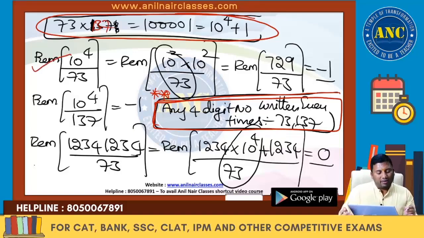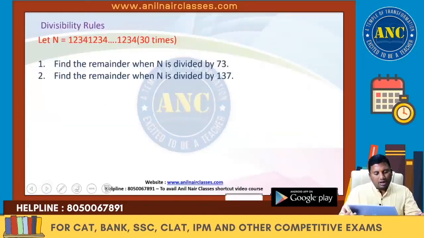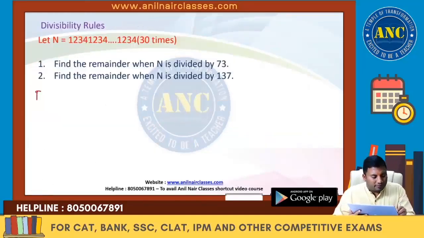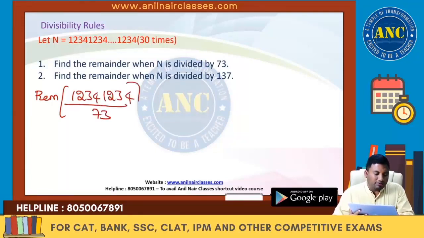10 power 4 divided by 73, the remainder is minus 1. 10 power 4 divided by 137 also is minus 1. Idea clear? Now, based upon this one, the remainder when 1234 1234 is divided by 73. Any four digit number written even number of times.